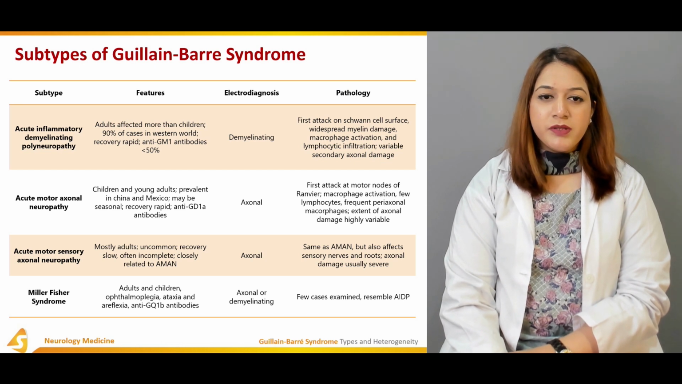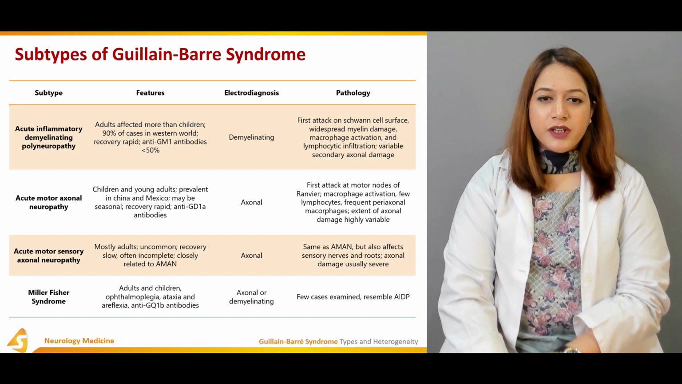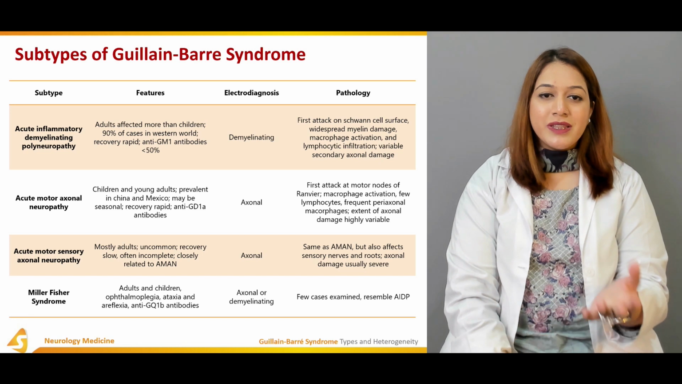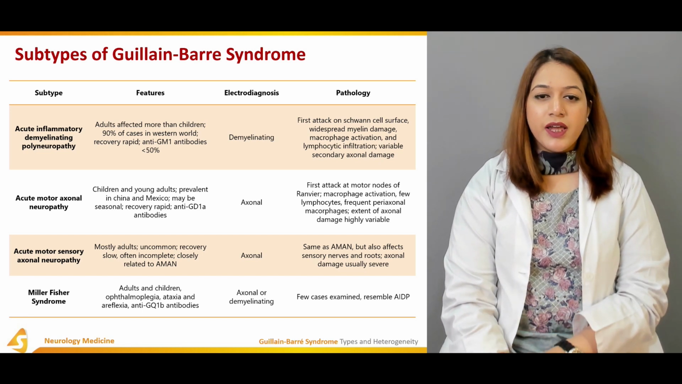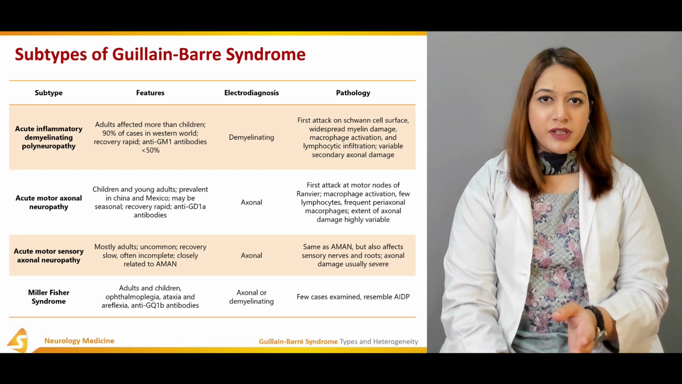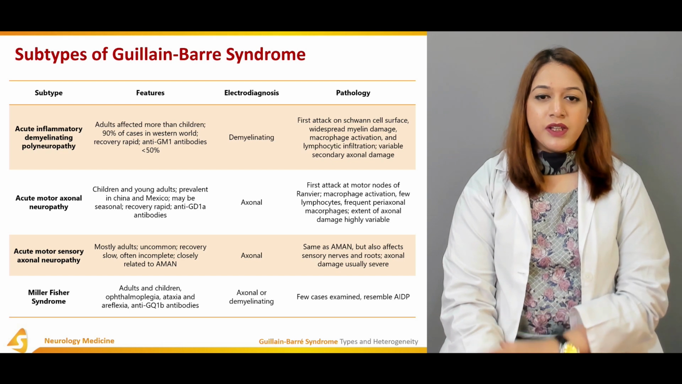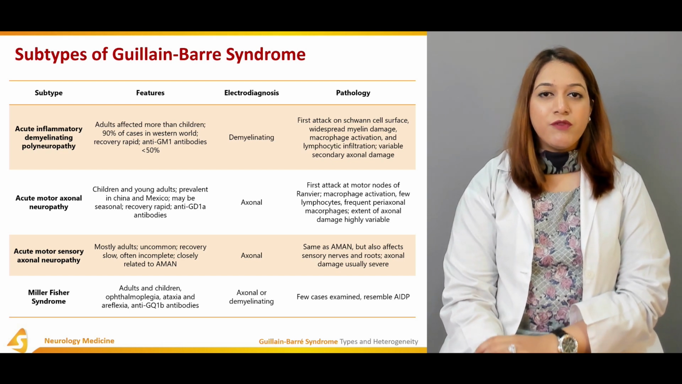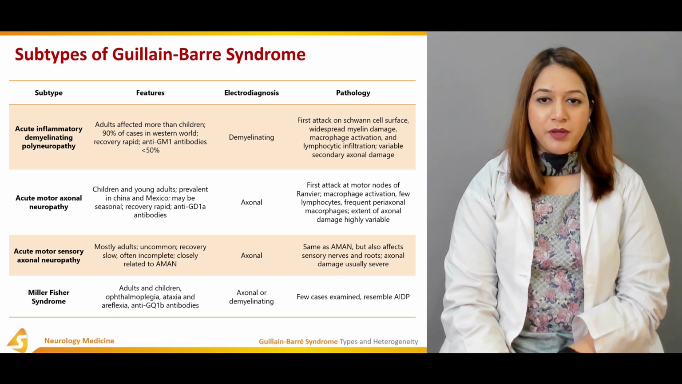Of these 4 types, the most common and the most studied type is the acute inflammatory demyelinating polyneuropathy, abbreviated as AIDP. Adults are affected more than children in this type. 90% of the cases occur in the Western world, and recovery is rapid in this type. The specificity of this type is that we find anti-GM1 antibodies in up to 50% of the cases of AIDP.